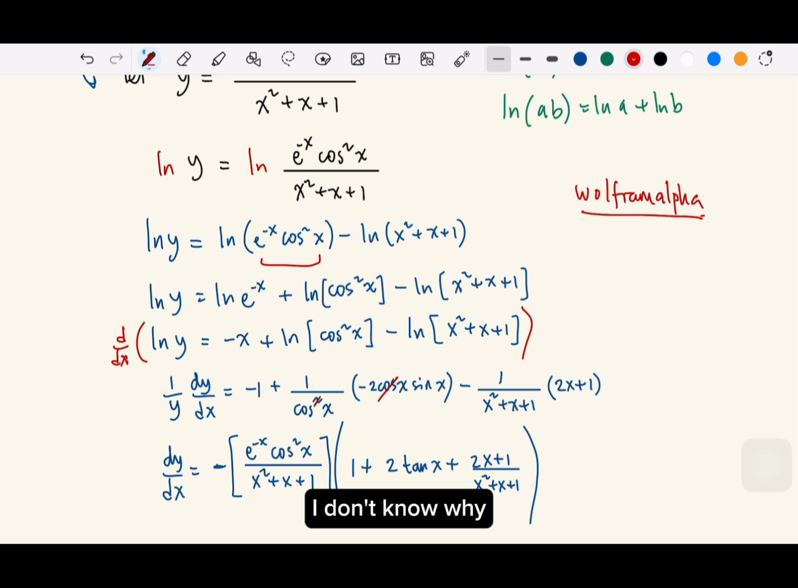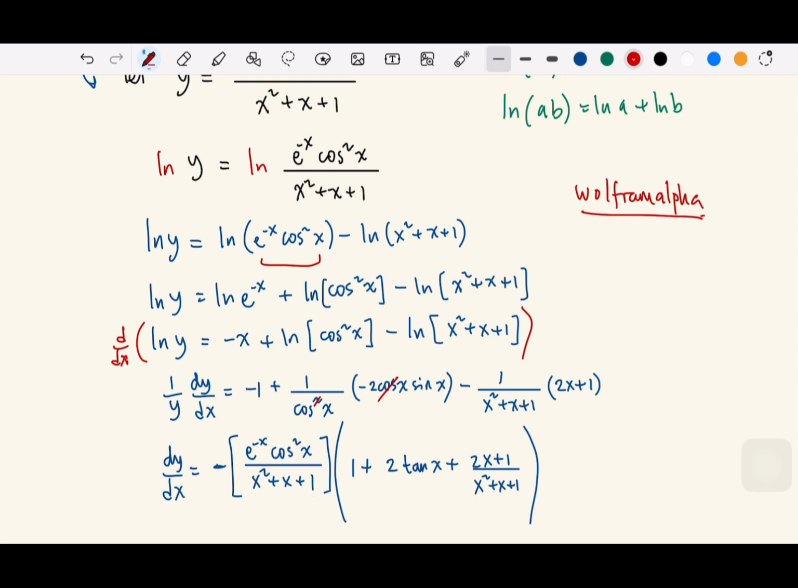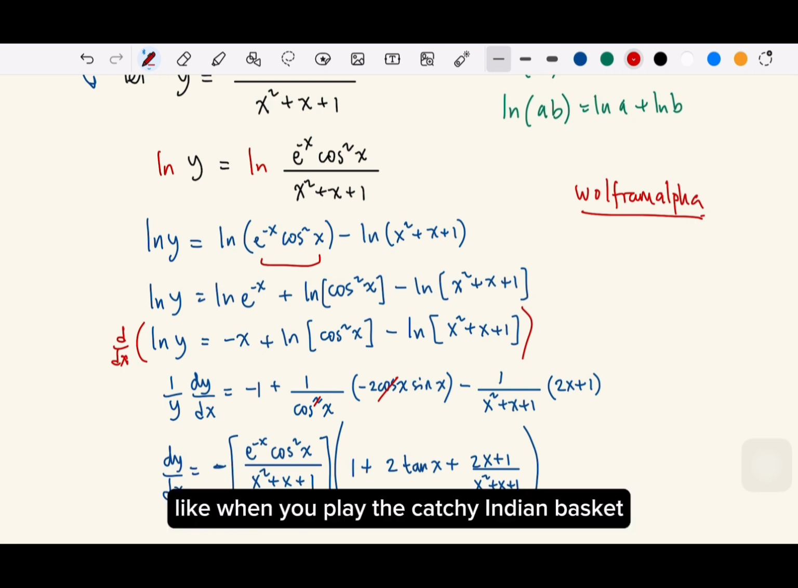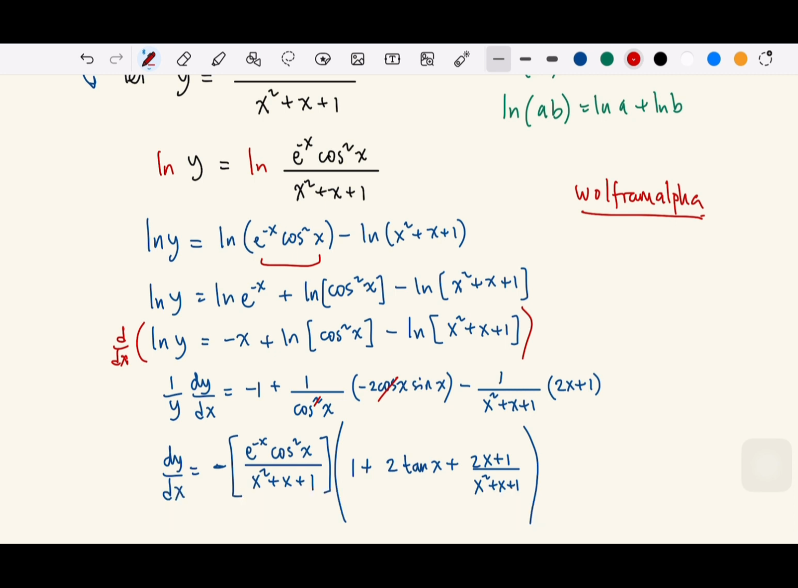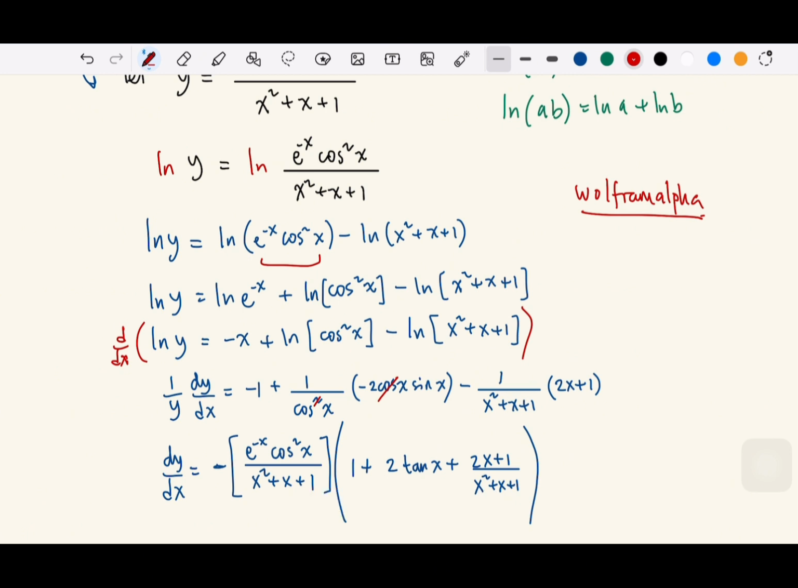Okay. I don't know why kids nowadays don't have curiosity to find out anything new. It's fun. It's like when you play with ChatGPT and ask weird questions, and it's sometimes answering really good. Sometimes it's hallucinating.